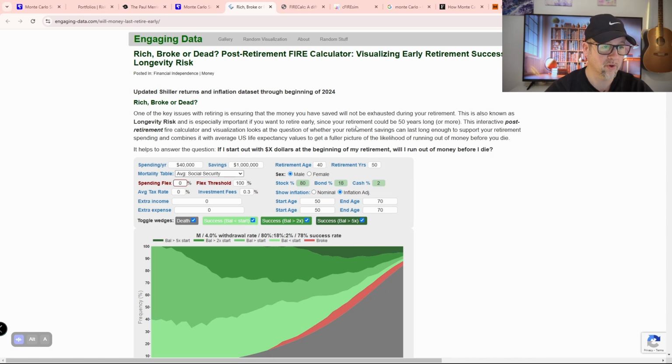This is engaging-data.com. What this does is we'll put in our numbers. This is just to make us a little more comfortable with our numbers here. I would say it's kind of like a Monte Carlo. It's similar to it, and it tells me: am I rich, broke, or dead? What is the percentage that I would be?